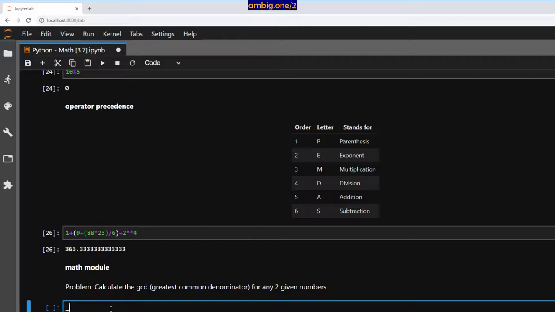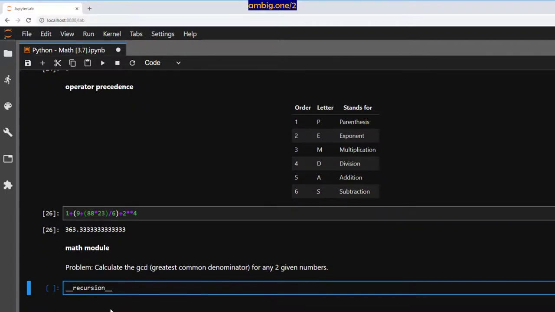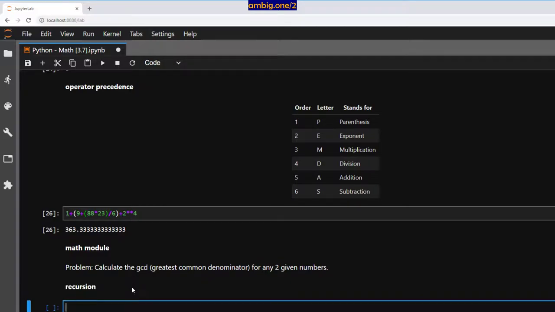The first method, okay, again, I know that I have not talked about functions yet, so don't worry, don't even try to remember these or what recursion is here, what a function is. We are going to cover that later, but I just want to show the problem to you and how the Python math module will solve it.